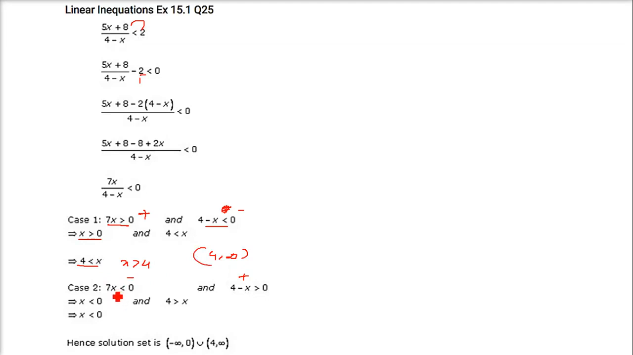Now here this is x less than 0 and here you get x is less than 4. So which is the lower one? X is less than 0. So you get 0 to minus infinity. Now take the union of these two. This is the solution.